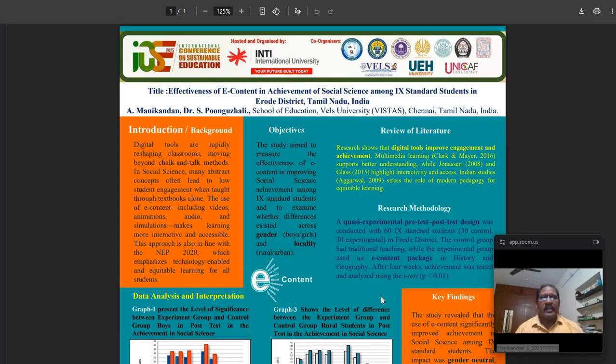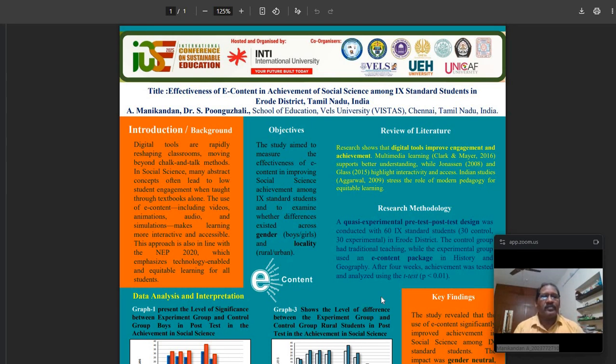Objectives. The study aimed to measure the effectiveness of e-content in improving social science achievement among 9th standard students and to examine whether differences existed across gender or locality.